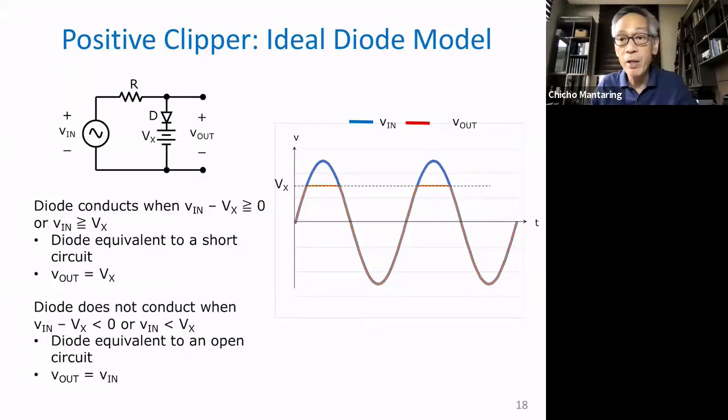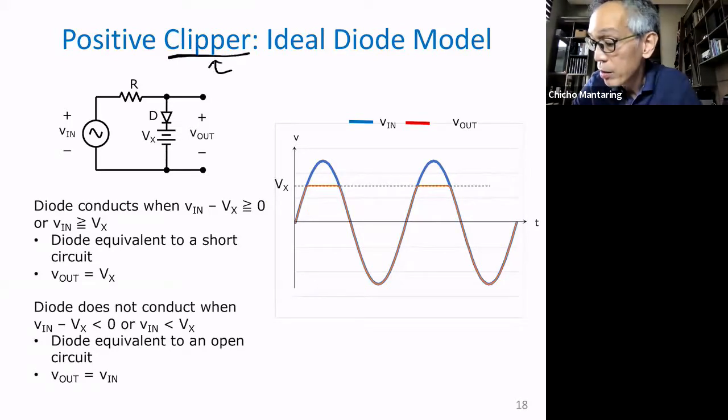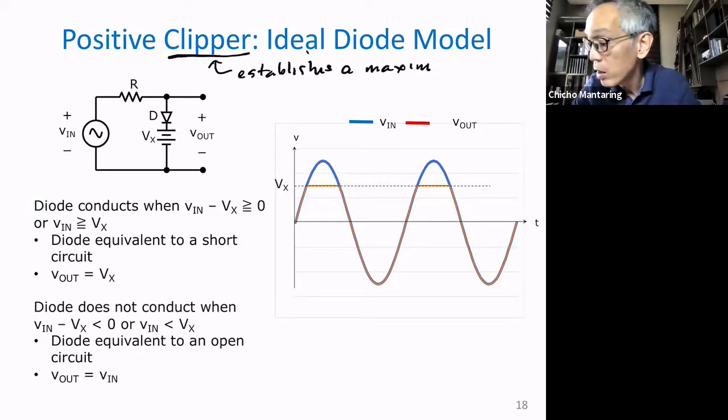This is a positive clipper, or we also call it a limiting circuit. Now, what is the function of this particular circuit? No? A clipper establishes a maximum level that your output voltage can attain. So this clipper, okay, establishes a maximum value for the output.